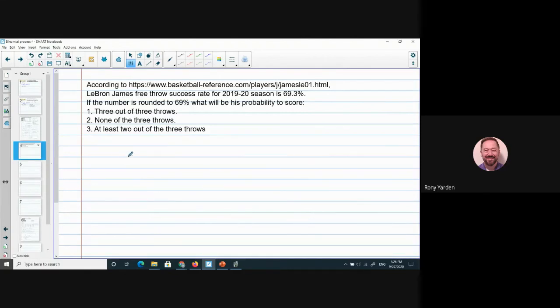So let's see, 3 out of 3 throws, it means P of 3. But before that, let's write the givens. So we have 3 trials, n equals 3. The probability of success is 69%, 0.69. The probability of failure is 1 minus 0.69, which is 0.31. And then here x equals 3.